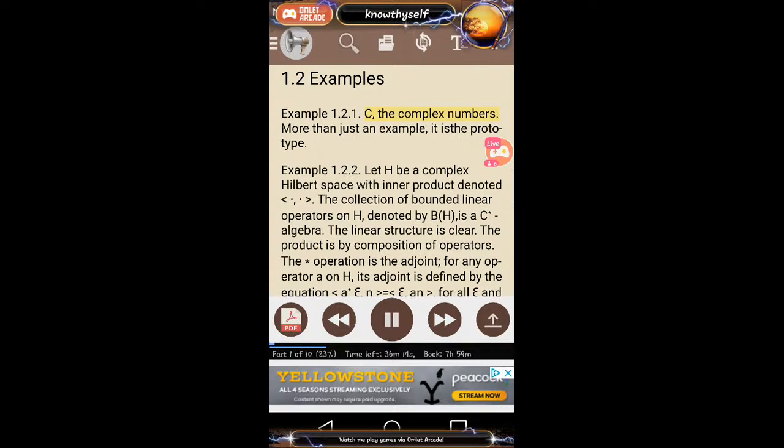Example 1.2.1. C, the complex numbers. More than just an example, it is the prototype. Example 1.2.2. Let H be a complex Hilbert space with inner product denoted by angle brackets. The collection of bounded linear operators on H, denoted by B(H), is a C* algebra.